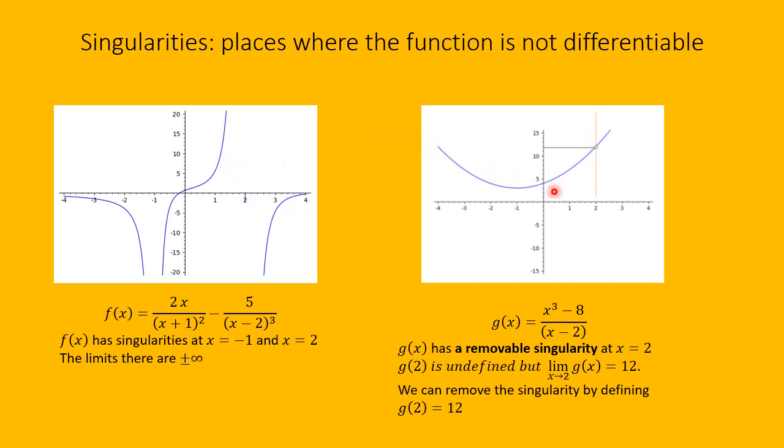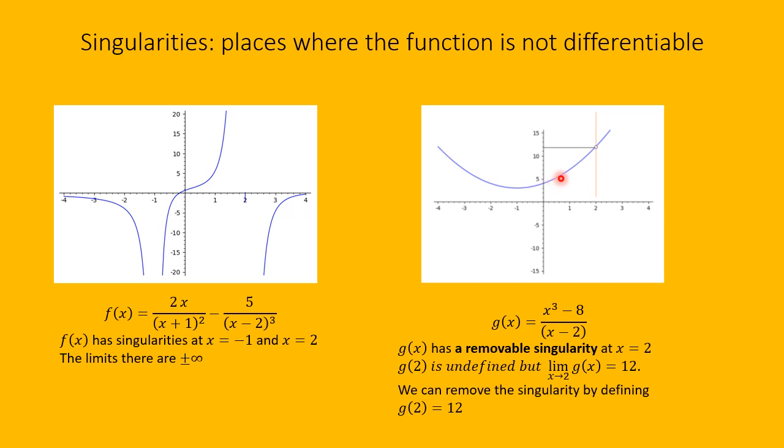However, here's a situation in which we can easily change the function just slightly to make it differentiable. Suppose we look at the function g of x defined by x cubed minus 8 divided by x minus 2. If you do this division, you notice that x cubed minus 8 has a factor of x minus 2 in it. So you can divide this out and get a polynomial. But g of 2 is actually not defined because when you plug in 2 into this formula, you'll just get 8 minus 8 over 2 minus 2. In other words, 0 over 0. And so g of 2 is undefined. But if you look at the limit as x approaches 2 of g of x, it equals 12.